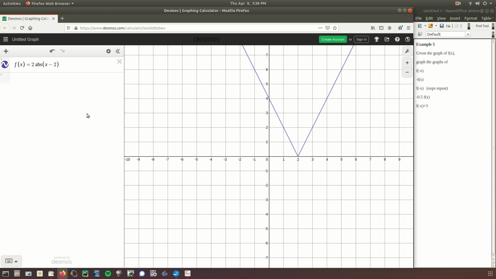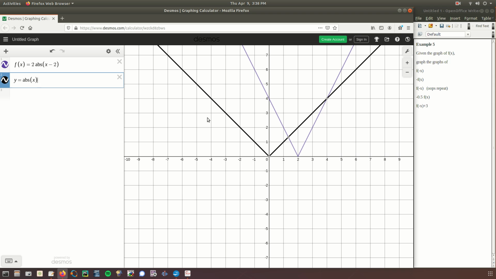Before we start though, I figure we might as well talk about how did I even get to this function. This function that you see right here is a transformation of the absolute value function, which Desmos understands as abs of x. So how did I even get to the function that we've got graphed over here?